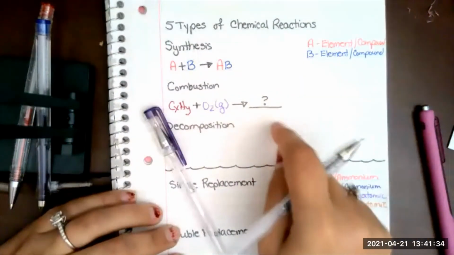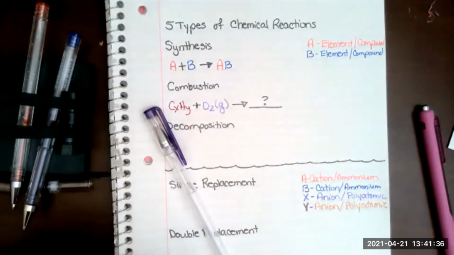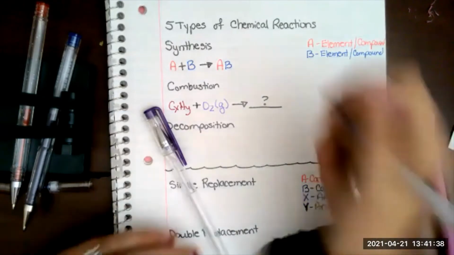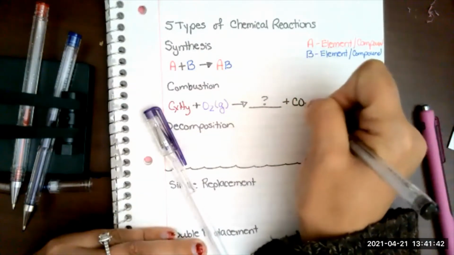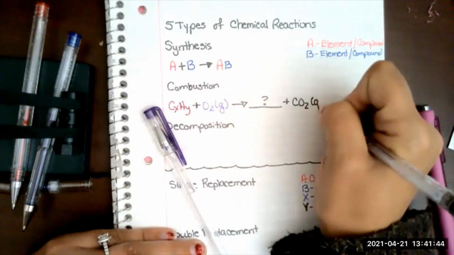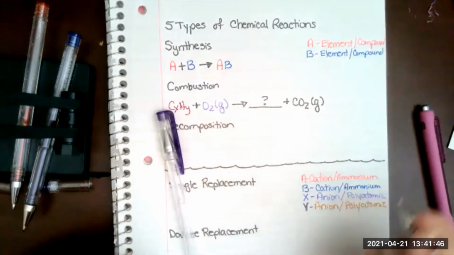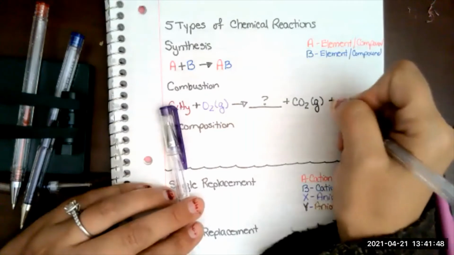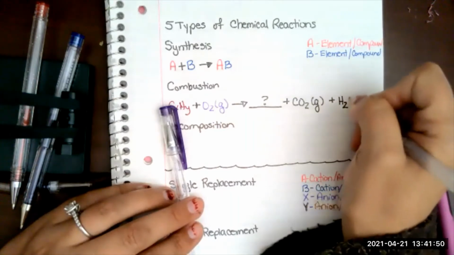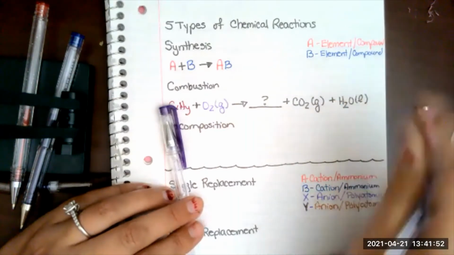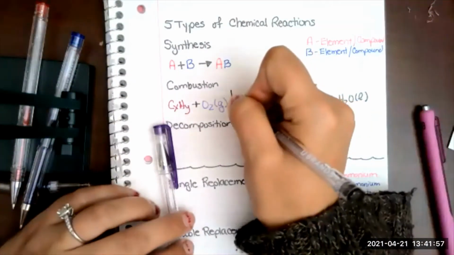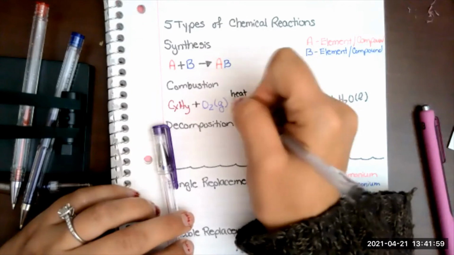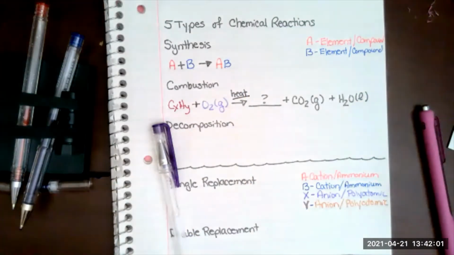So I'm going to put a question mark there because there might be a third byproduct or there may not, but there will for sure be carbon dioxide. So if you're looking for CO2 gas, that'll for sure be a byproduct of your combustion reaction. And there will for sure be water. And often you're going to get heat there because combustion kind of relies on heat to make it work.